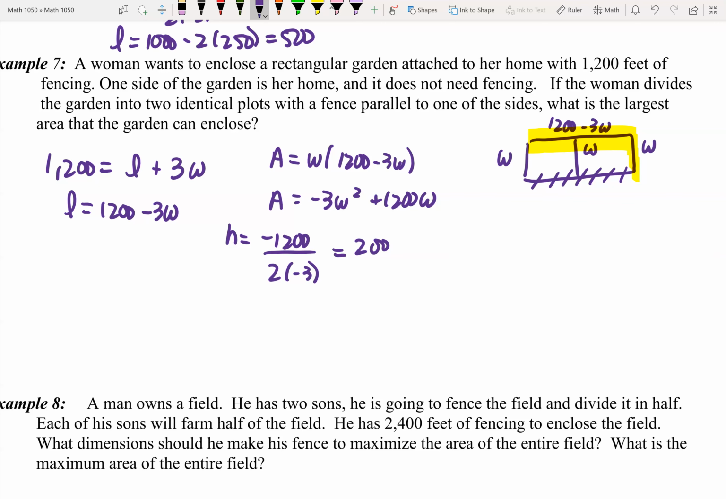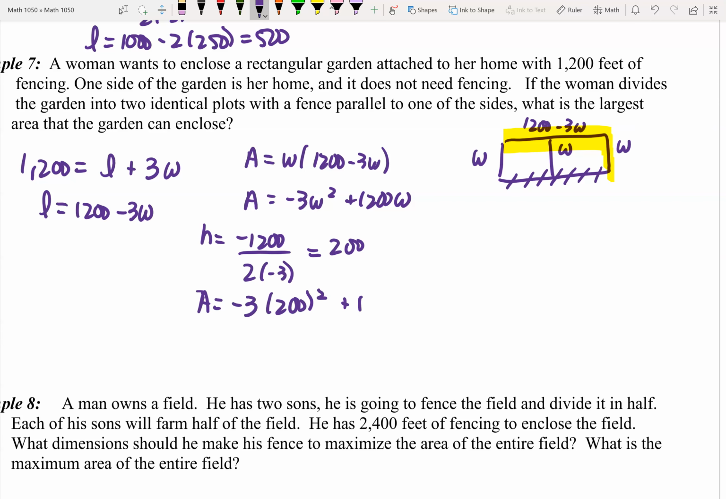So I'm going to go area equals negative 3 times 200 squared plus 1,200 times 200. Grab your calculator. When you put that in, you get 120,000. The area is in feet, and area is, tell me, squared. There you go.